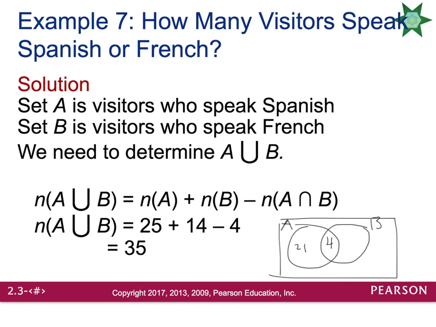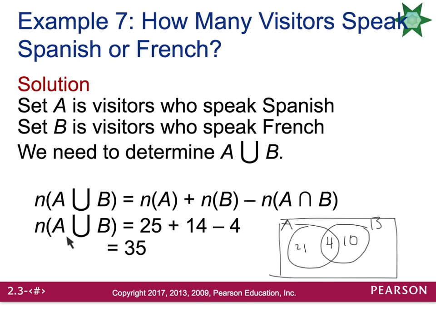And then I do a similar thing for B. For B, I have 14 that speak French. I already have 4 here, so I would put 10 there. So I could put 10 here. And you see now for set B, I have 14, because 10 plus 4 is 14.